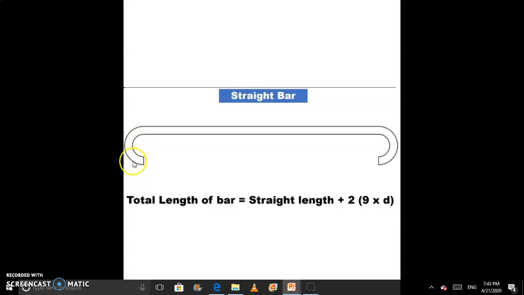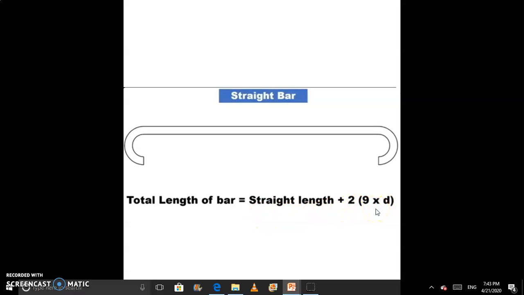So how do we calculate this? This length is 4D and this length is 5D. So 4D plus 5D, we get a total length of 9D. We have two hooks, that's why we provide 2 into 9 into D. Here D is the dia of the bar. So for calculating the length of a straight bar, we have to use this formula: straight length plus 2 into 9 into D.